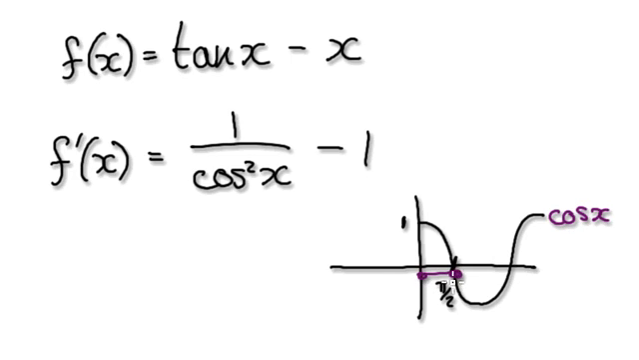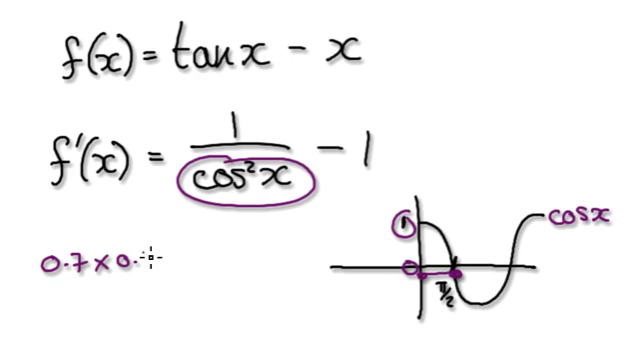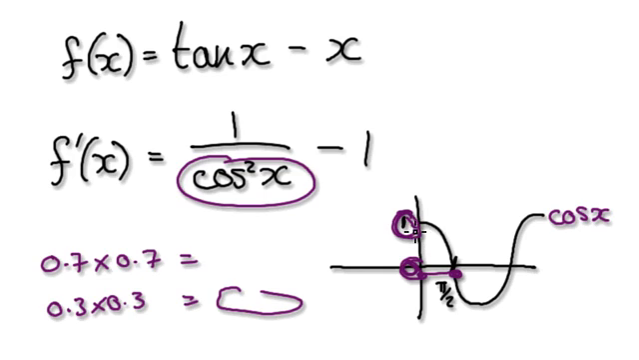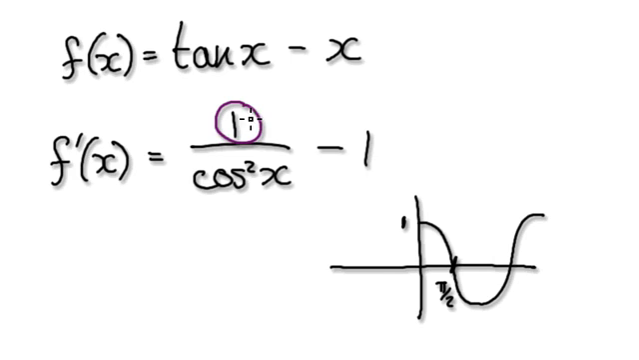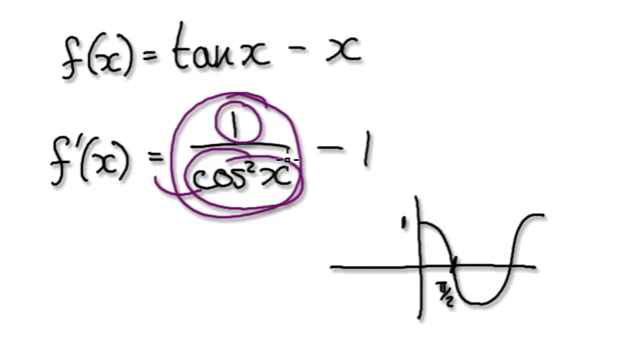Within the region that we're talking about, cos of x will always be in between 0 and 1. Now, when you get a number between 0 and 1 and you square it, it will still stay between 0 and 1. For example, 0.7 times 0.7, the answer will be in between 0 and 1. 0.3 times 0.3, the answer will be in between 0 and 1. It will be less than 1. So when you get 1 divided by a number that's less than 1, it's going to be bigger. Then the whole thing here will be bigger than 1.